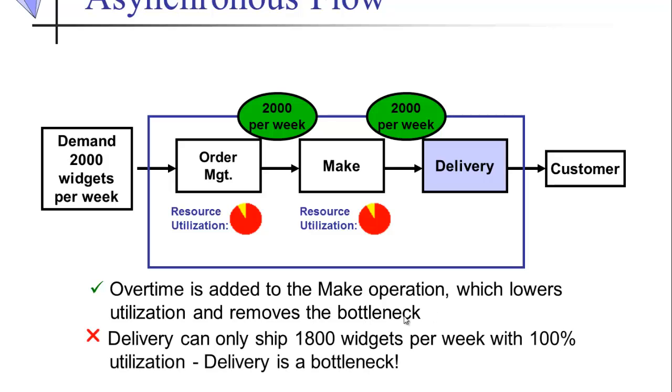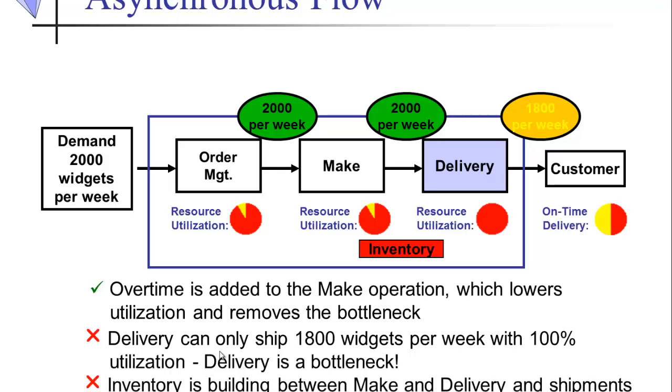Overtime is added, makes the operation efficient. Delivery can only ship out 1,800 per week with 100% utilization. So now delivery becomes the bottleneck. Oh my goodness, I just squeezed the tube of toothpaste and look where it popped up. Isn't this fun? And by the way, folks, I am leading toward a solution in a couple more videos that I'm going to talk about to be able to study and predict this with a pretty high degree of certainty. Inventory is building between make and delivery, and shipments are delayed, therefore my system fails.